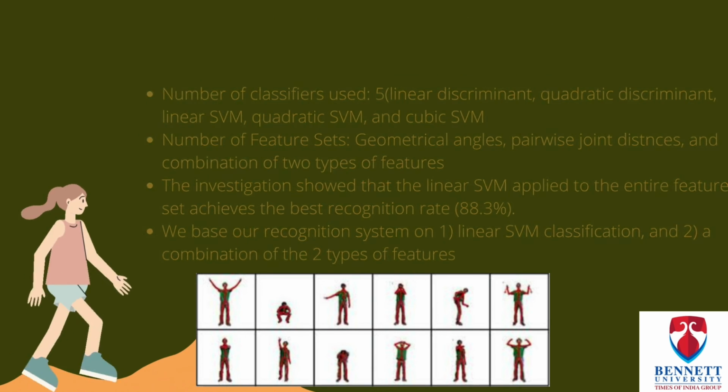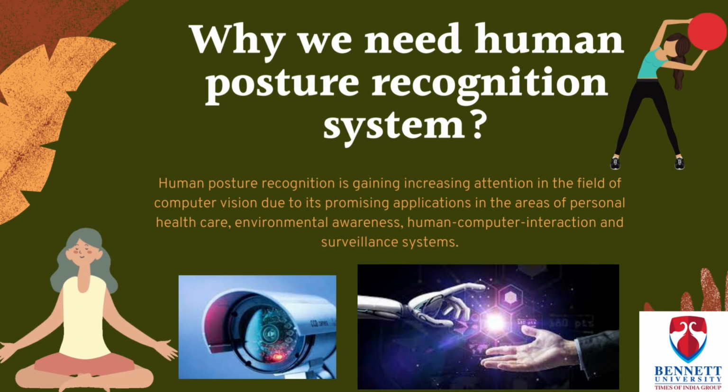So, why do we need a human posture recognition system? Human posture recognition is gaining increasing attention in the field of computer vision due to its promising applications in the areas of personal healthcare, environmental awareness, human computer interaction, and surveillance systems.